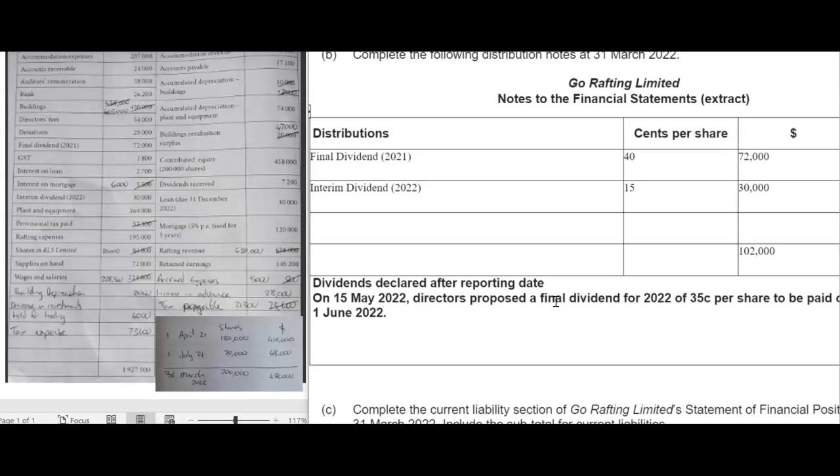And the last part of that mark is actually to identify how much it's going to be. So we've got 35 cents multiplied by the number of shares, 200,000. Get your calculator out. All right, and so you've got to have the figure there to get the last mark. All right, 35 cents, 70,000, and the date. All those parts are done. Excellent.